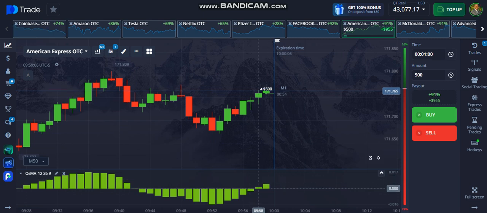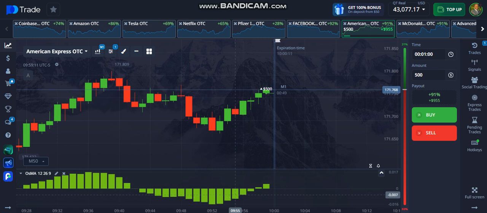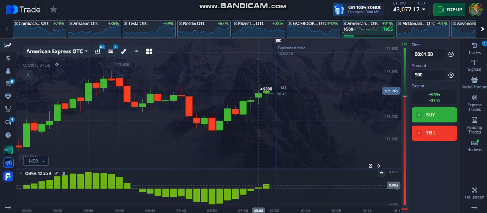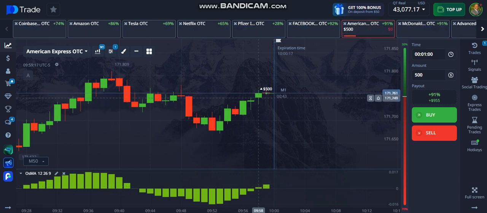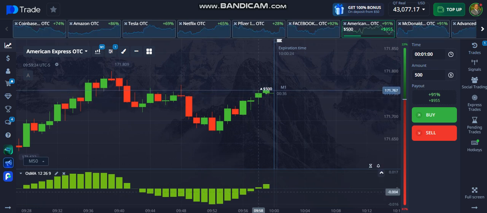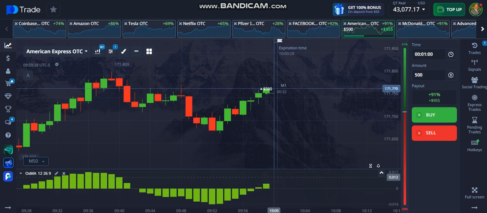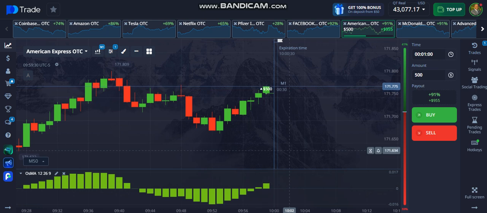The reason why I took the buy trade is I waited for the histogram. If you notice here, the histogram line is crossing over the zero line. And as the histogram is crossing, we're seeing a bullish momentum developing. I was anticipating that the histogram line would cross over the zero line, and so I took the buy trade. All right, so let's monitor this trade.